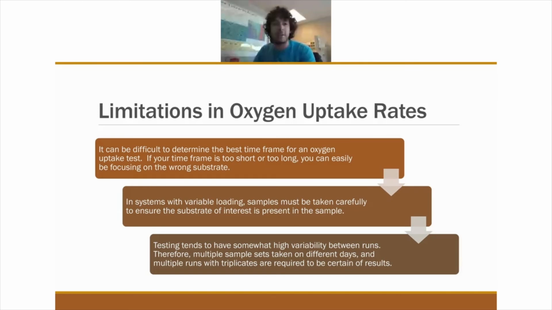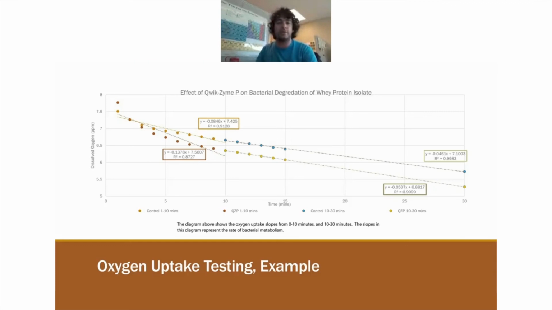Make sure when you're collecting a sample for this type of test, you have a high concentration of substrate present in the sample. There's also some variability inherent to using bacteria in a test like this, so it's better to run this test at least in triplicate to make sure you have conclusive results.